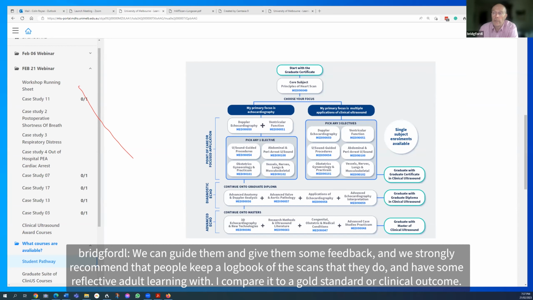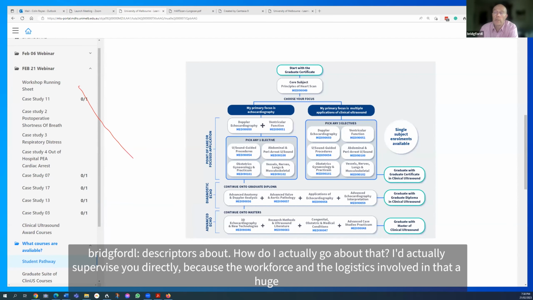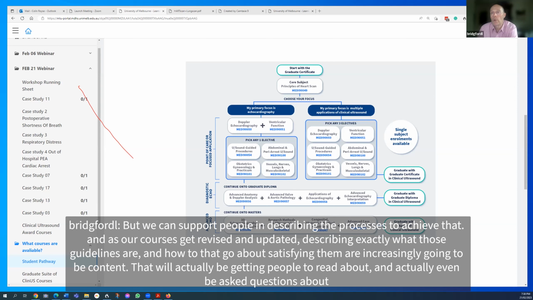And we strongly recommend that people keep a logbook of the scans that they do and have some reflective adult learning where they compare it to a gold standard or clinical outcome. That concept is now gradually being worked into national and international guidelines, and our courses increasingly reflect descriptors about how to actually go about that. We can't supervise you directly because the workforce and the logistics involved are huge, but we can support people in describing the processes to achieve that.